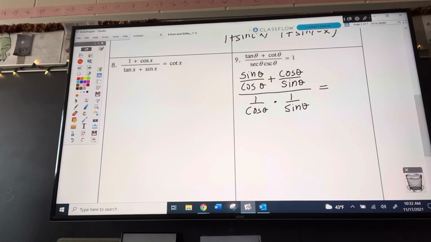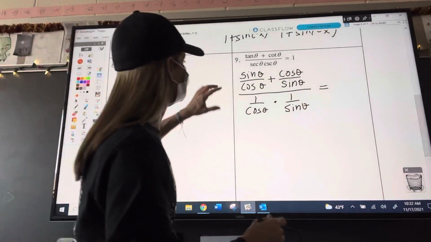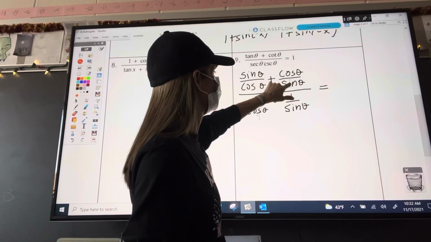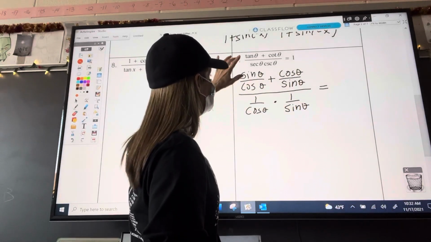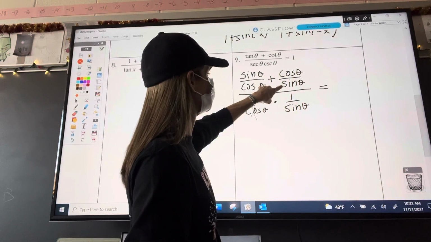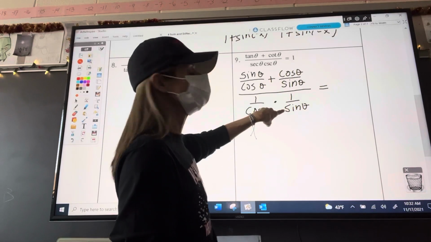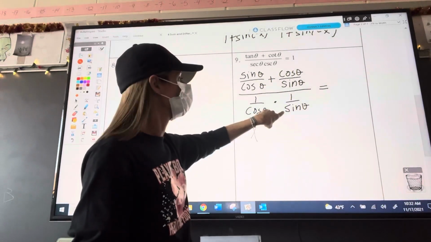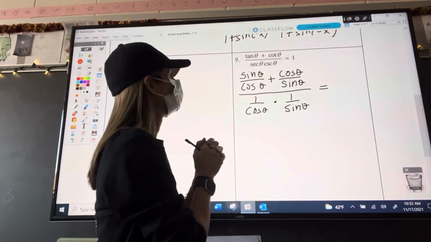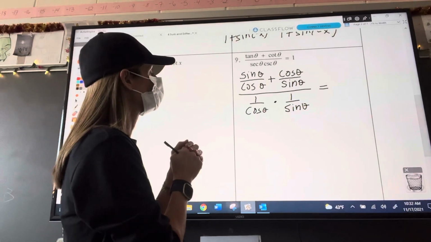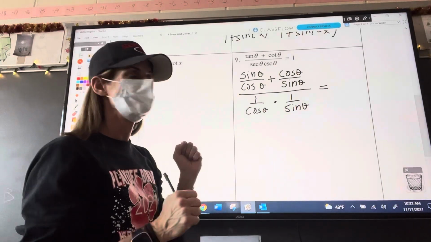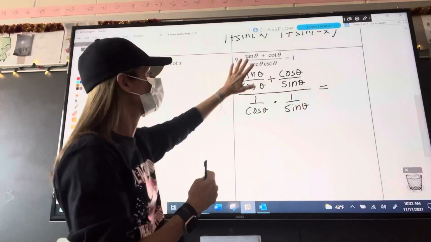So now I look at what I have and I see that I need to add these two fractions together. They currently have different denominators, so I'm going to have to make the denominators the same. In doing so, the denominator is going to have to become sine cosine. These are two fractions that are being multiplied, so the denominator, when I multiply them, is already going to be sine cosine. So I'm going to need to multiply through the numerator and the denominator by sine cosine, so that the denominators in both of these will end up canceling.